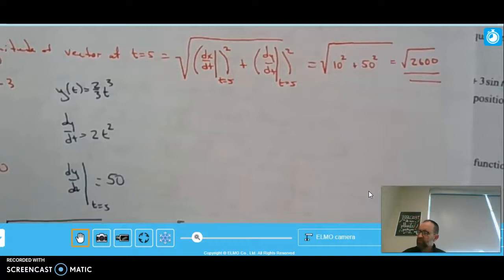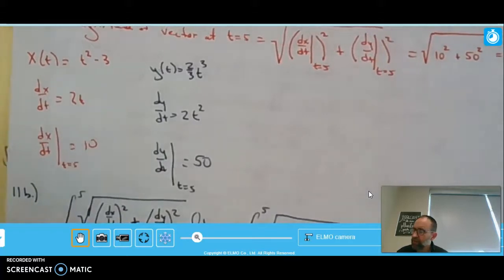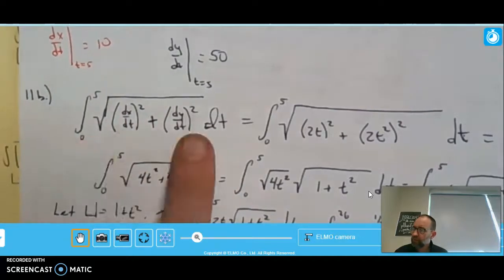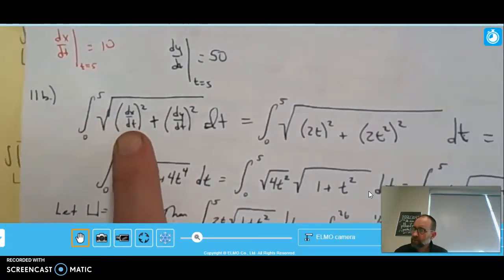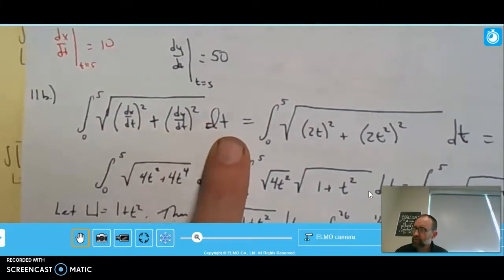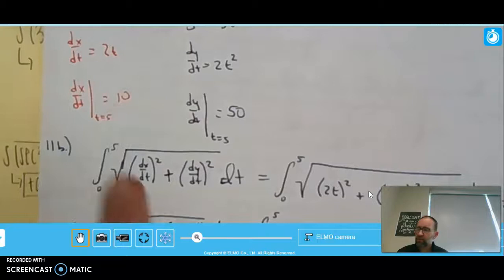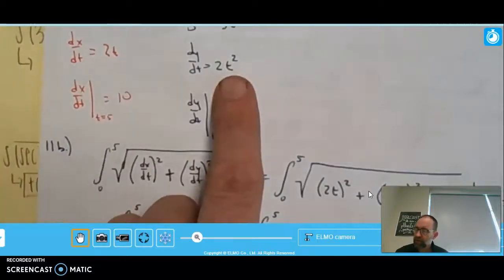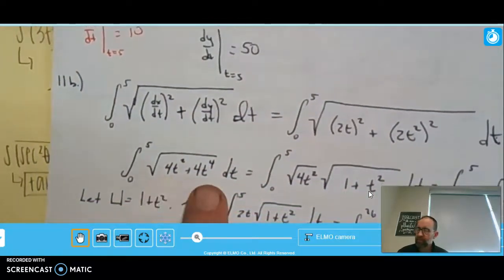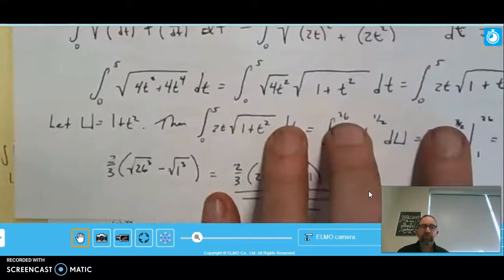For part B, it asks us to find the length of the curve, the distance traveled along that curve between time equals 0 and time equals 5. So we've got the square root of the change in x with respect to time squared plus the change in y with respect to time squared, and then we want to integrate that from 0 to 5. We've already found dx/dt and dy/dt, so we can square both of those, add them together, factor out the common factor, and we'll be left with something that looks like what you see here.